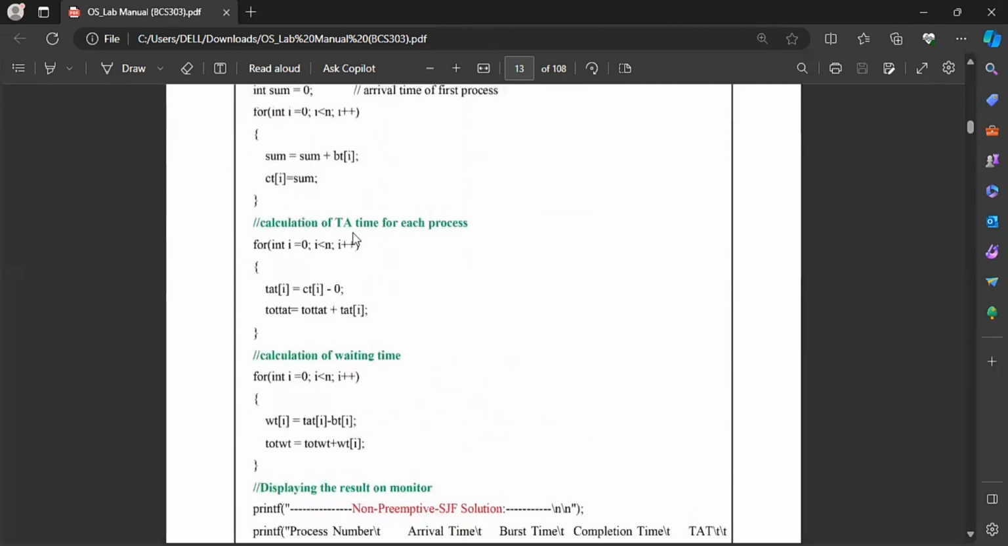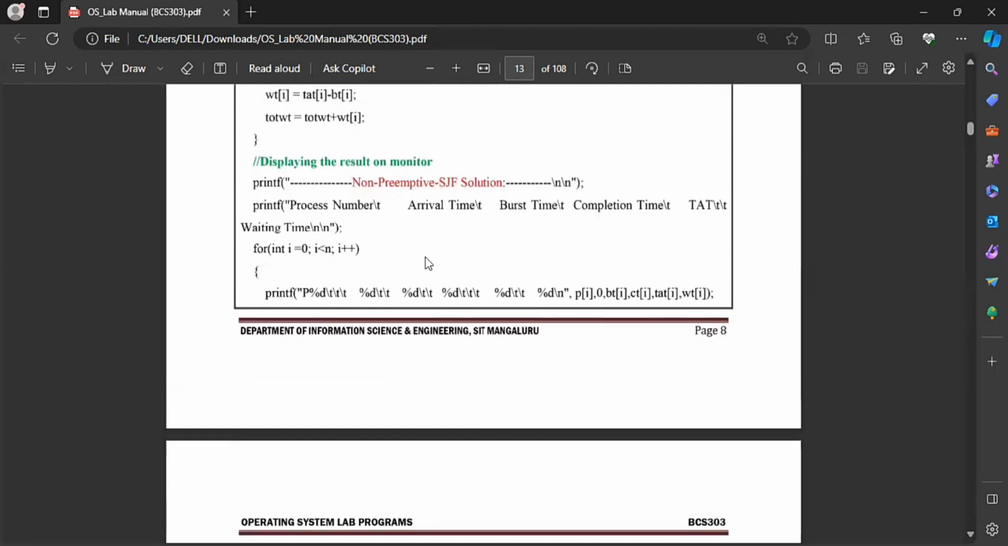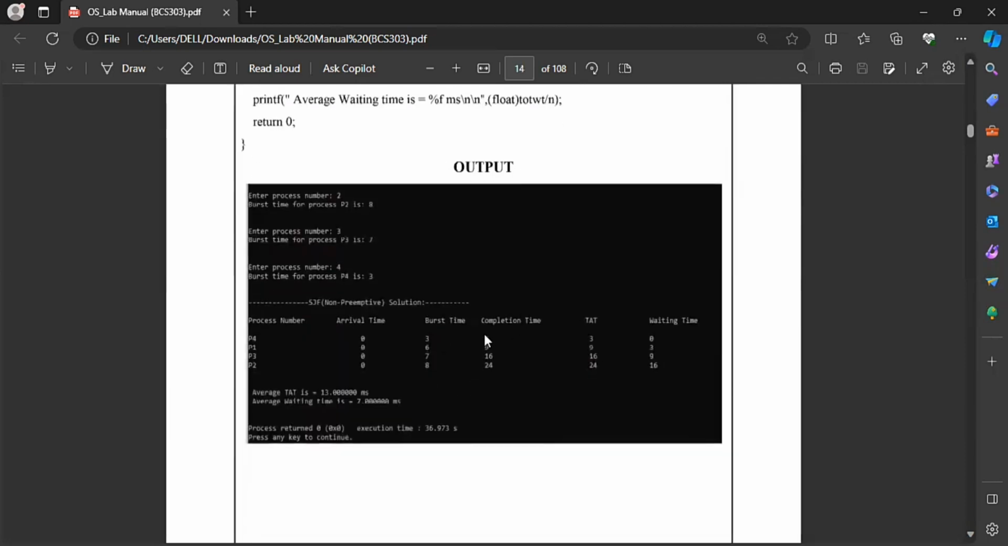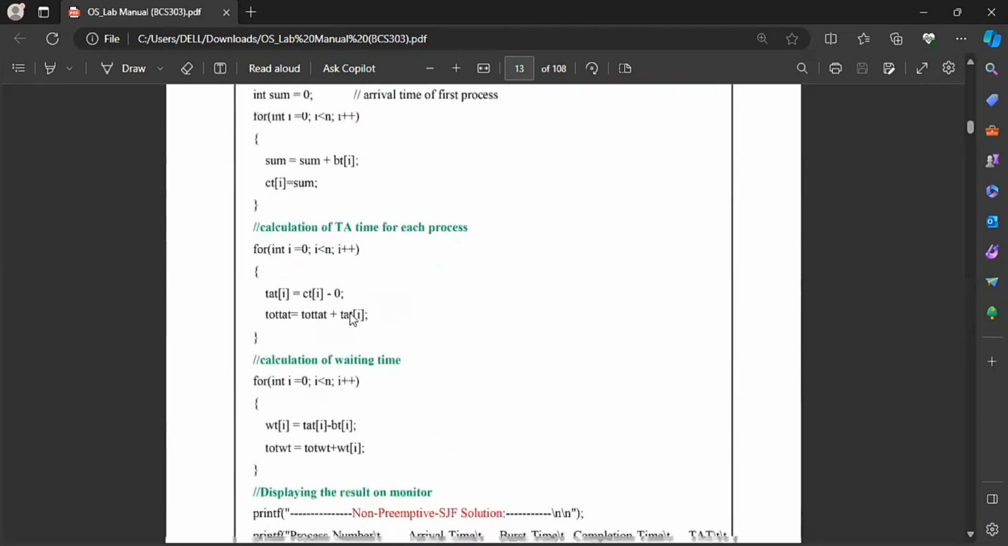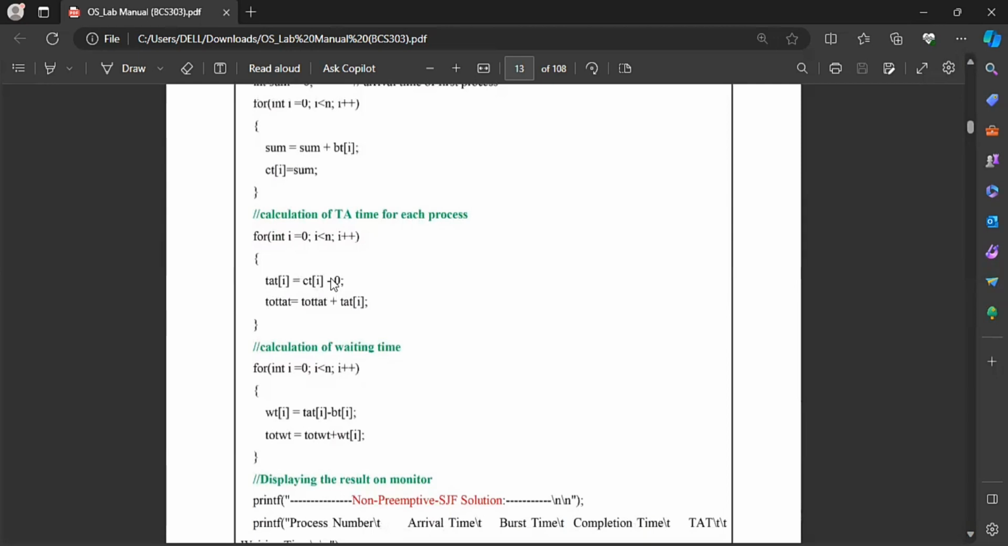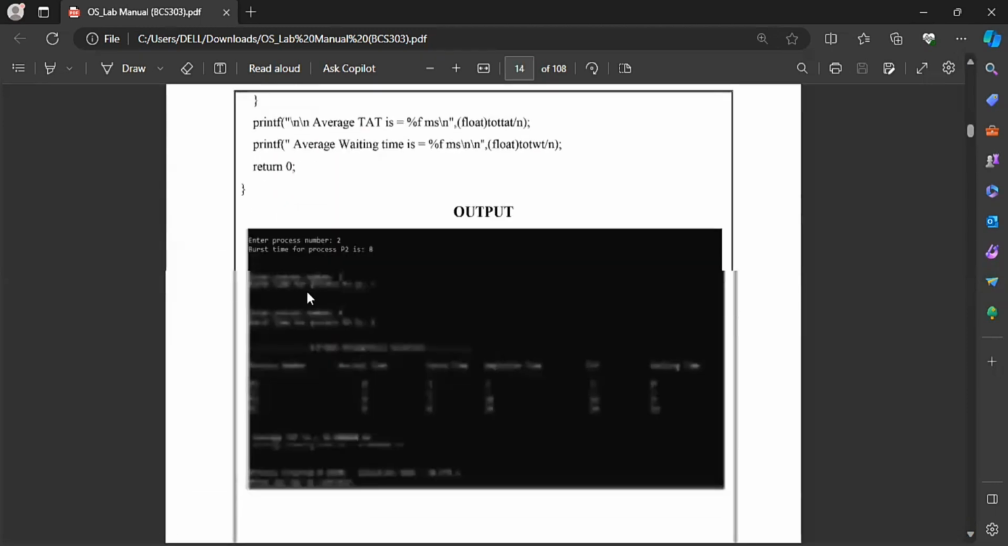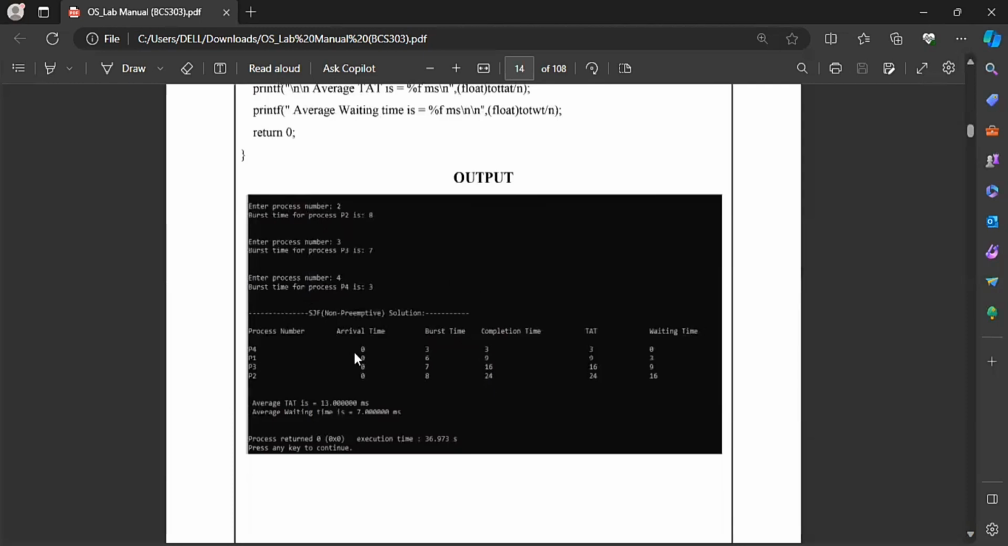After that we are calculating the turnaround time. How are we calculating the turnaround time? That is completion time minus arrival time. So 3 minus 0 is 3, 9 minus 0 is 9, 16 minus 0 is 16, and 24 minus 0 is 24. Here we are assigning the arrival time for each process as 0, so the turnaround time is the completion time minus 0.